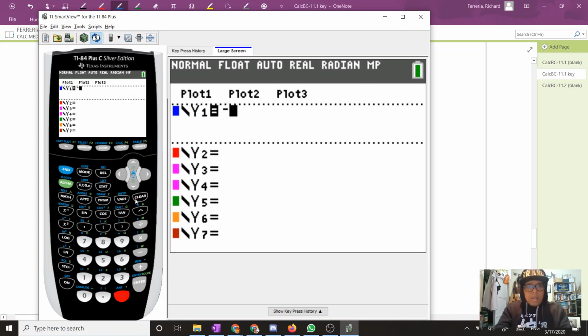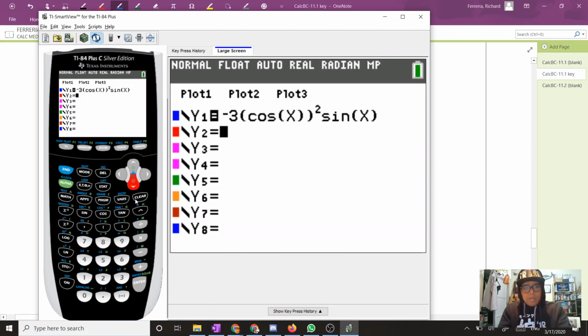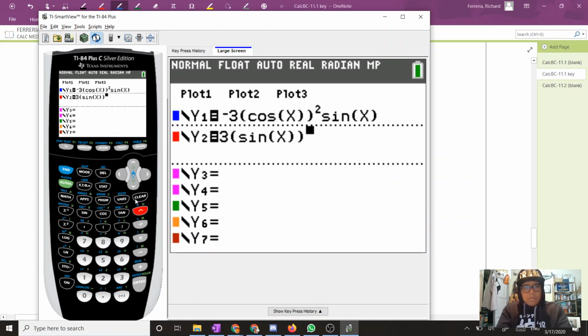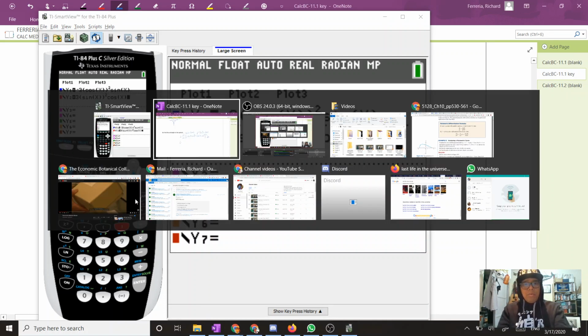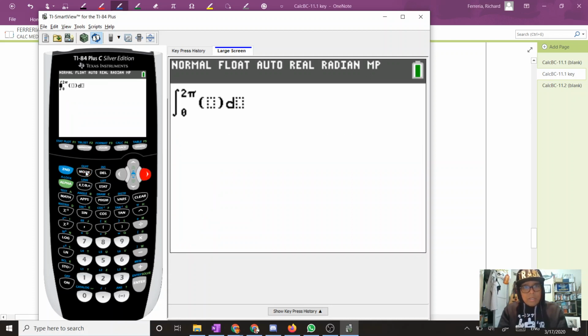I'm just going to put them in the y equals screen. Okay, so y1 is negative 3 cosine of x squared multiplied by sine of x. And then y2 is 3 sine of x squared multiplied by cosine of x. Great. Let's go back into the home screen, and we're going to do y1 squared plus y2 squared. Keep it simple.